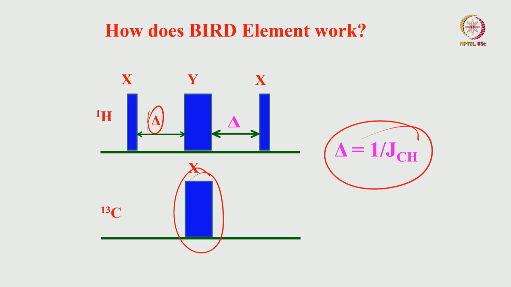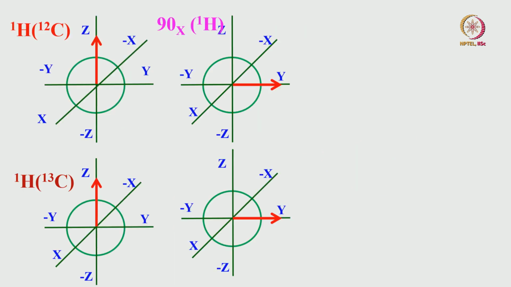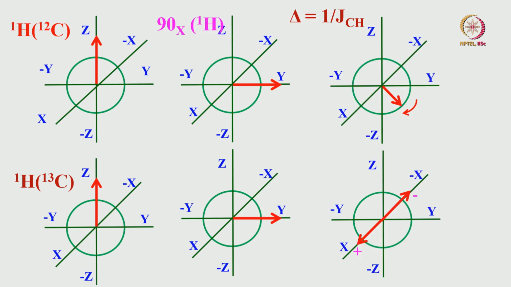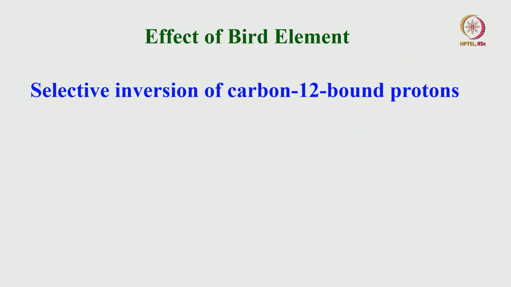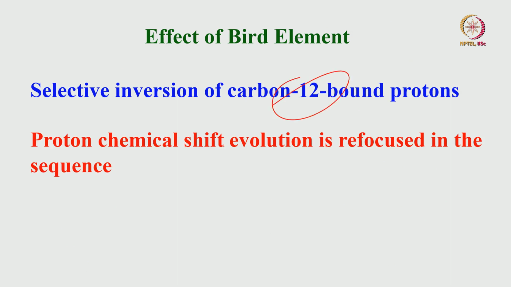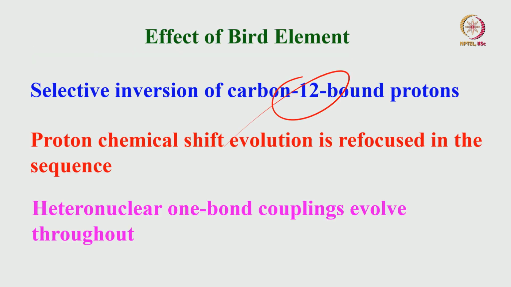Vectorially, with the picture, we saw that this BIRD sequence has an effect only on the carbon 12 attached protons, which it selectively inverts, whereas this sequence has no effect on carbon 13 attached protons. This is what we saw. The effect of the BIRD sequence is that carbon 12 protons are selectively inverted and the carbon 13 attached protons continue to evolve.